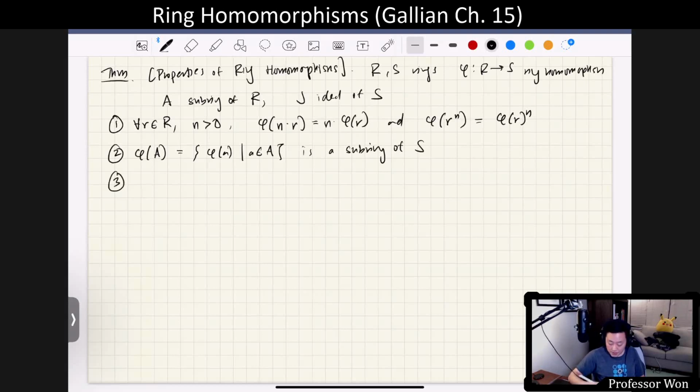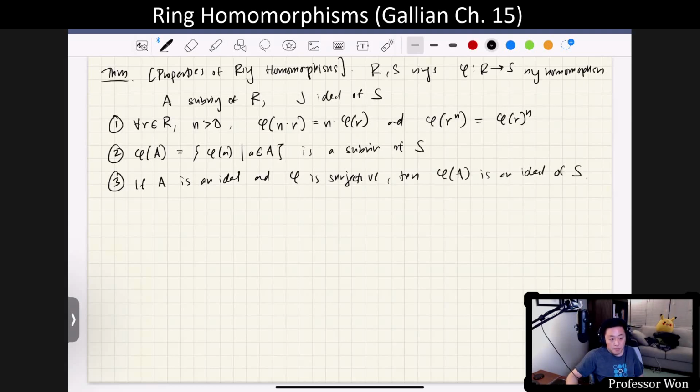Okay, you can ask about ideals. So 3. If A is not just a subring, but A is actually an ideal, and phi is surjective, then phi of A is an ideal of S. Okay, so in general, the image of an ideal does not need to be an ideal. But if you have a surjective homomorphism, then it does. Okay, so what's an example? Let me give you an example later.